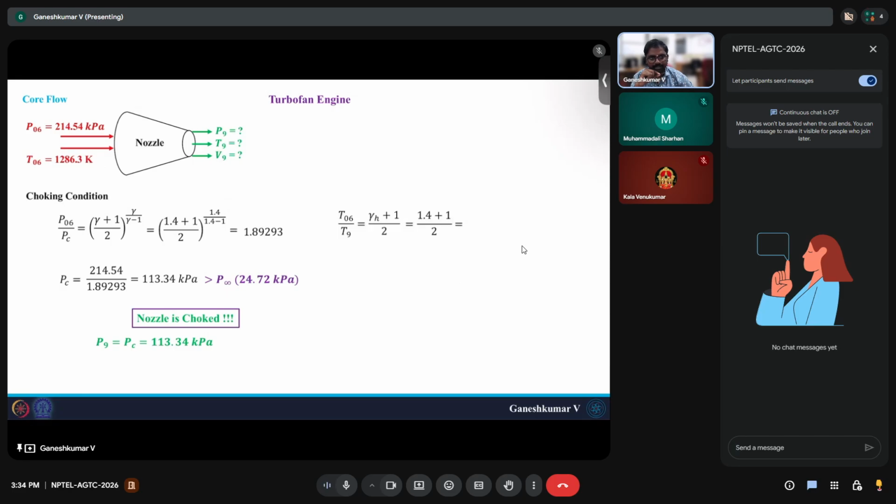You can also find the temperature. Since the nozzle is choked, the Mach number at the exit of the nozzle is 1. So T naught by T is nothing but 1 plus gamma minus 1 by 2 times M squared. If you rearrange, you will get T naught by gamma plus 1 by 2. This corresponds to T9 of around 1079.92 Kelvin, and hence your V9 is around 701.6 meters per second. So the gases exit the nozzle with a temperature of 1079 Kelvin and a velocity of 701 meters per second. Okay, so this is the core flow.